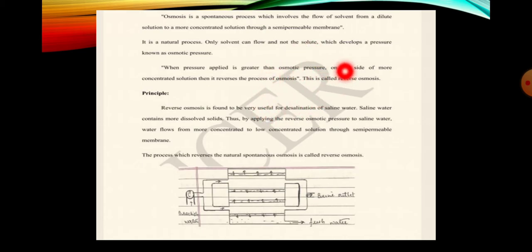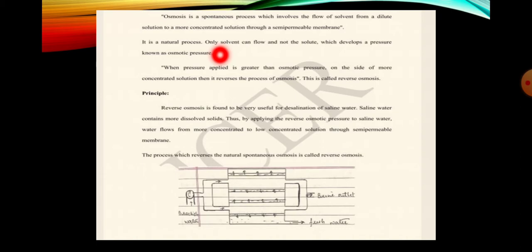When a pressure greater than the osmotic pressure is applied on the side of the more concentrated solution, the process is called reverse osmosis. What is osmosis? Osmosis means a spontaneous process which involves the flow of solvent from the dilute solution through the semi-permeable membrane, and it is a natural process in which only the solvent flows and not the solutes. That is the osmotic pressure. And next one is reverse osmosis, where pressure greater than the osmotic pressure is applied on the side of the more concentrated solution. It is the reverse of the process of osmosis.